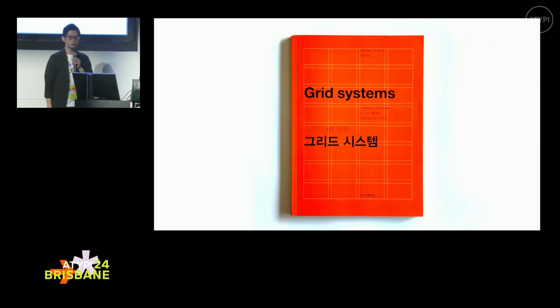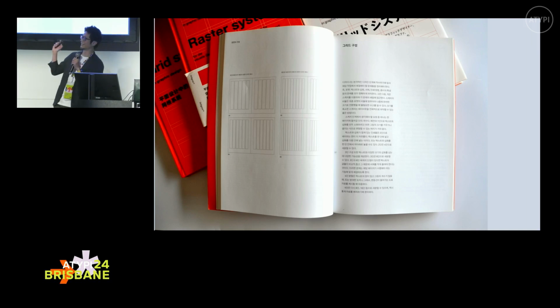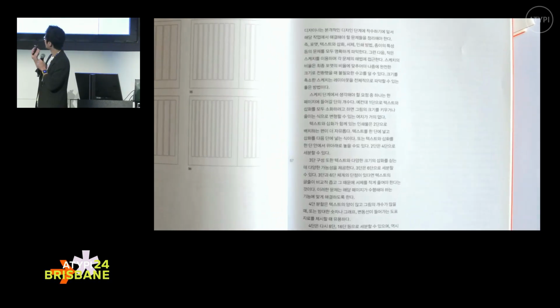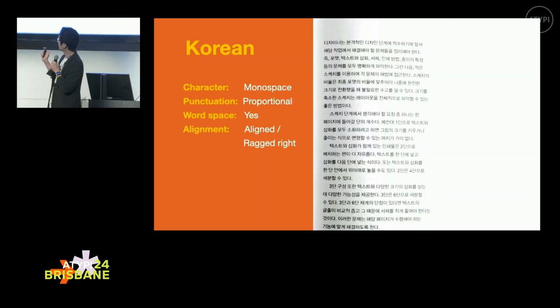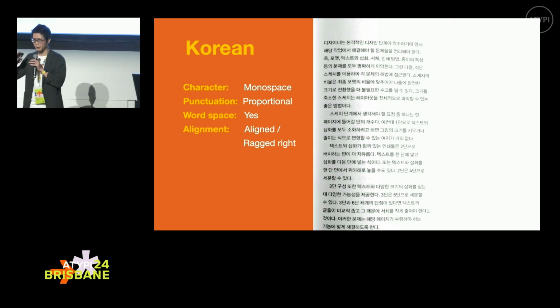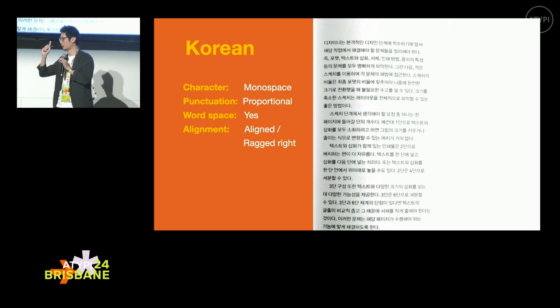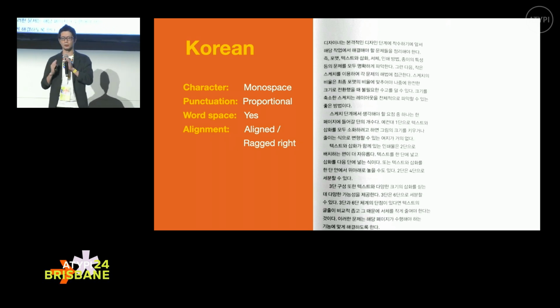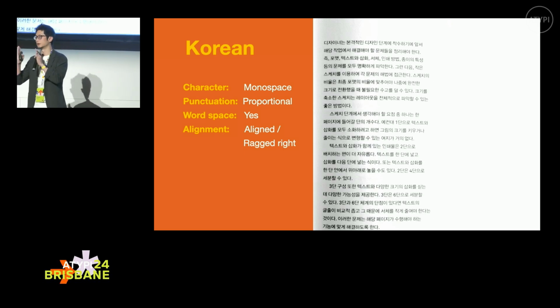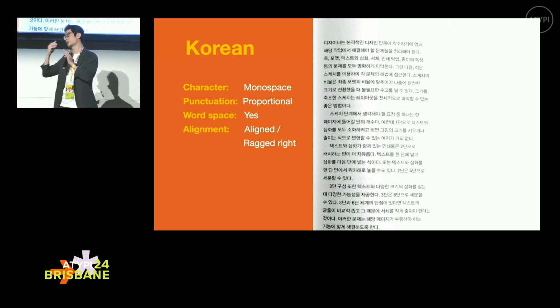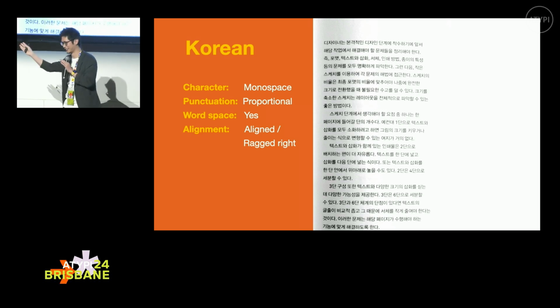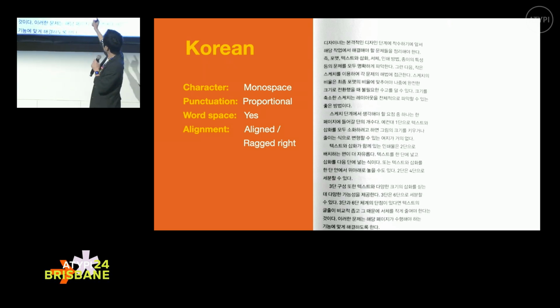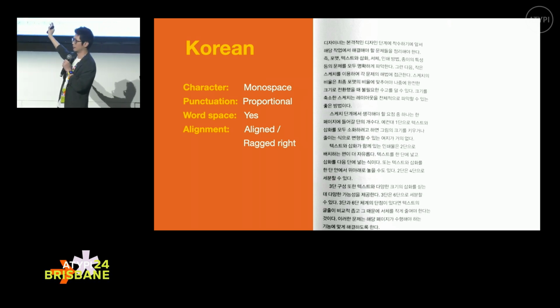So here comes the Korean one, and it's quite different. I cannot read Hangul, but first, the characters. As explained by Mingyong on the first day, originally it is a square, but right now a lot of Hangul fonts are made as narrow rectangles. So what I could say is it is monospace, but maybe not square. And the punctuation is proportional. And Hangul has word space.